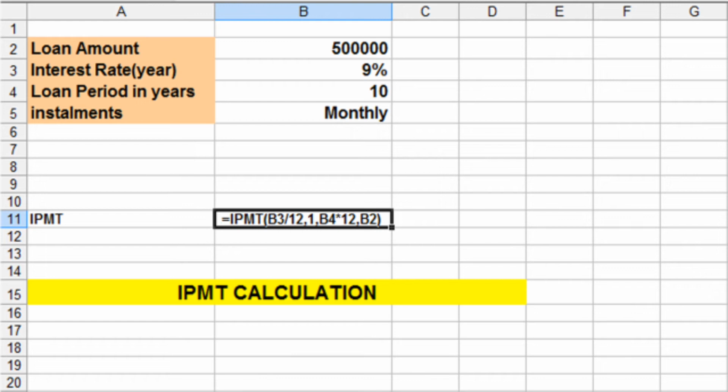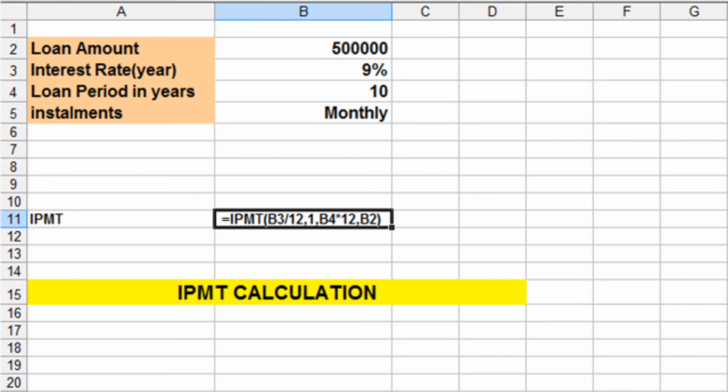Comma. Number of periods: B4 multiply with 12. Your loan period is 10 years, so the number of monthly periods becomes 10 multiply with 12. So, give the number of periods value as B4 multiply with 12. Comma. Next, present value: B2, your loan amount. Close the bracket. The full formula is equals IPMT open bracket B3 divided by 12 comma 1 comma B4 multiply with 12 comma B2 closed bracket.